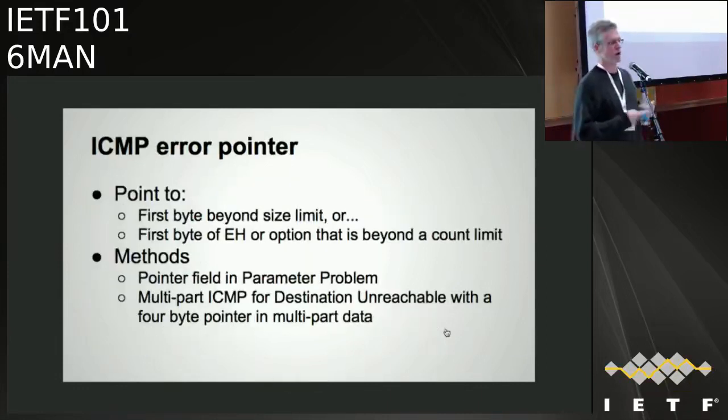In most cases, we're using the ICMP error pointer to point to the offending byte. In the case that the length is too long in terms of number of bytes, it points to the first byte after the maximum that would have been allowed. If it's in the case of something like options where there's too many options, it points to the first byte of the option beyond the number of options that would be allowed. So for parameter problems, this is actually just the pointer field. For the destination unreachable, we use the multi-part ICMP message, and then the pointer becomes part of the data after the embedded packet.